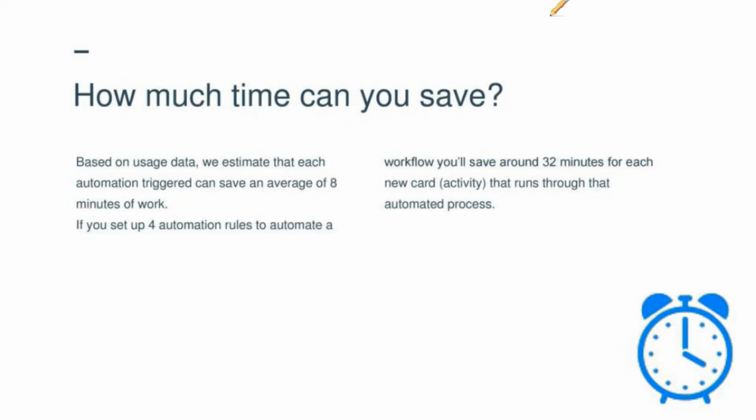The most important thing we need to talk about automation is how much time you can save. We've conducted a study with a few of our users, and based on their usage data, we estimate that each automation triggered can save an average of 8 minutes of work. It may seem like a little time, just 8 minutes, but let's imagine that you can set many different automation rules to automate a single workflow. If you set up 4 automation rules to a single workflow, you save around 32 minutes for each new card or activity that runs through that automated process.